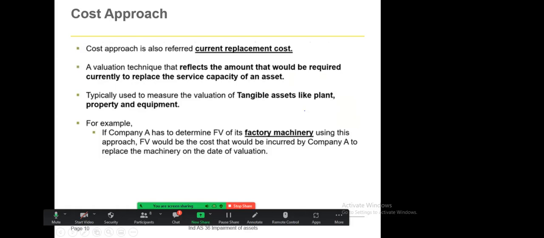As I mentioned earlier also, suppose there is an asset and you have a spare part of that asset. You want to replace that spare part. So what will be the replacement cost? The price that you will pay to replace that spare part will be called your current replacement cost. For example, if company A has to determine the fair value of its factory machinery using this approach, fair value would be the cost that would be incurred by company A to replace the machinery on the date of valuation.